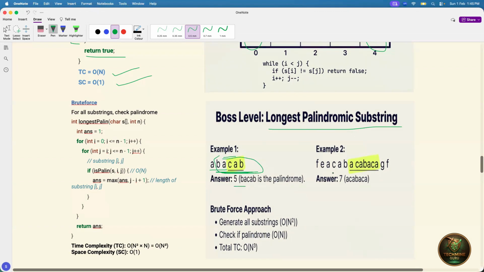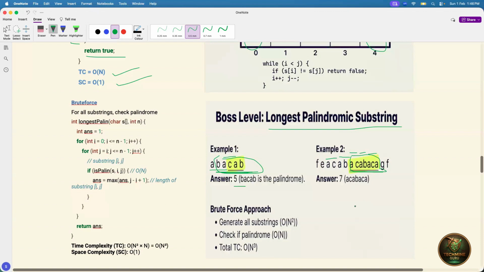Similarly, for this example also, we have ACA as a palindromic substring. We have ABA also as a palindromic substring. We have this ACA also, this ABA also, this ACA also, but they all are of length 3. But if we closely look, we have a longer palindromic substring than this length 3. If you see this, ACABACA is the longest palindromic substring present inside the string, since this A is equal to this A, this C is equal to this C, this A is equal to this A, and B is the common element. So this is the longest palindromic substring present in this string.